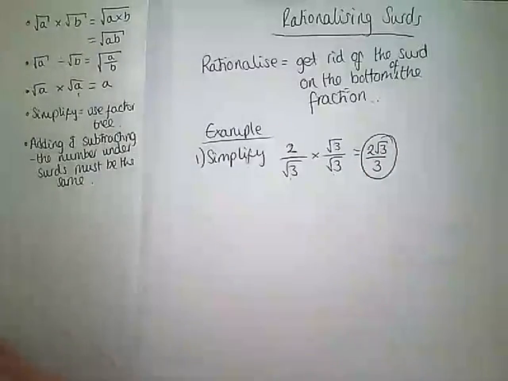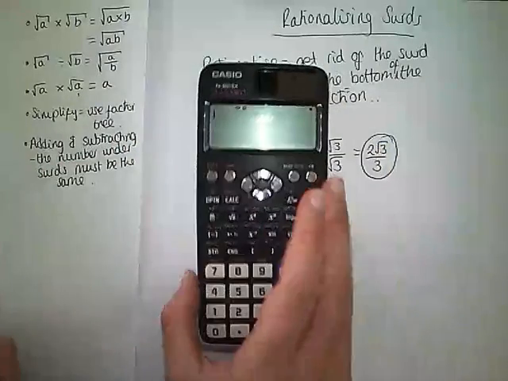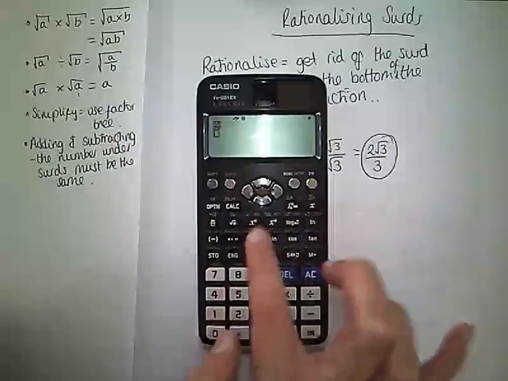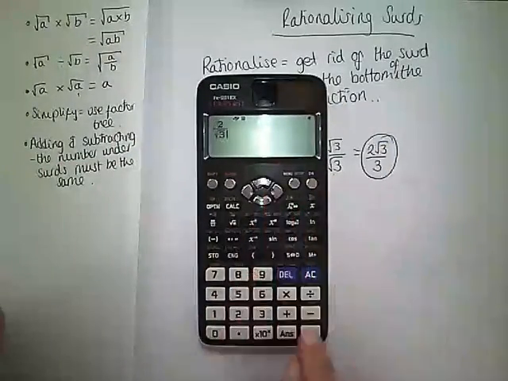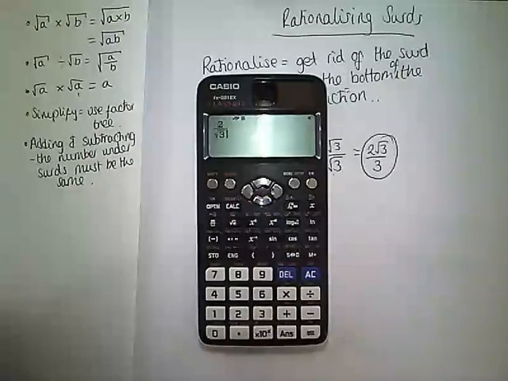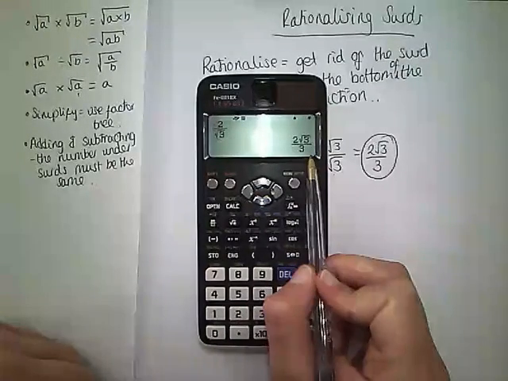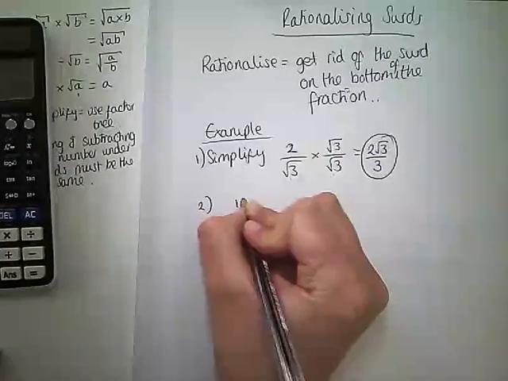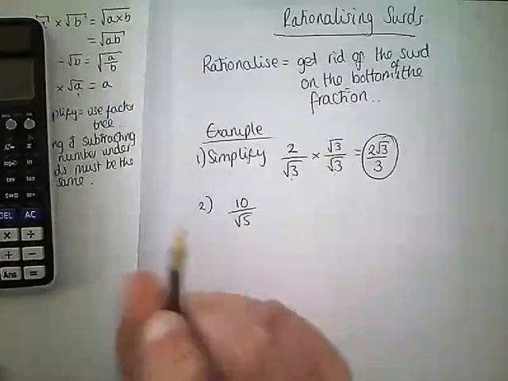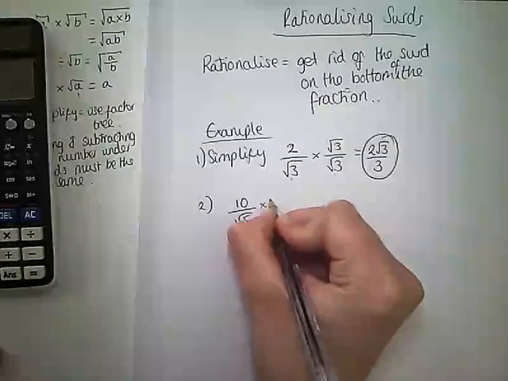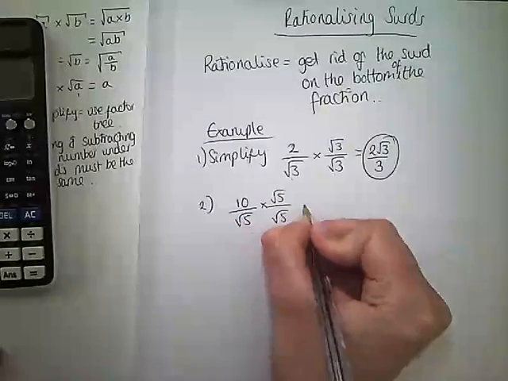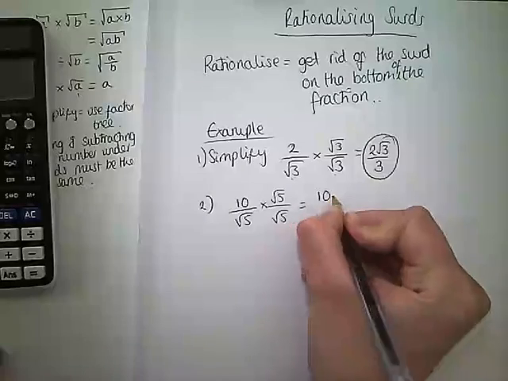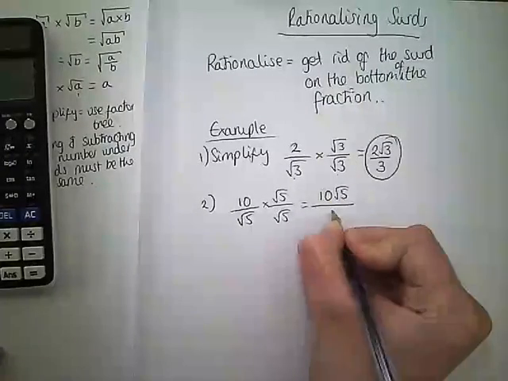Now if you look on your calculator, if I put in just the question I gave you, which was 2 over root 3, it already rationalises it for you. Okay, so it's fairly straightforward. Let's look at another one. Something like 10 over root 5. So same thing, times the top and bottom by root 5. On the top we get 10 root 5, and on the bottom we get 5.